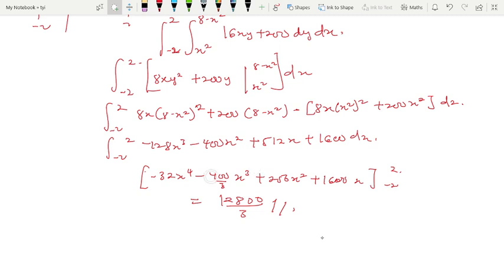So the volume below the surface and the boundaries was given as x squared and 8 minus x squared. So this is how we go by it.